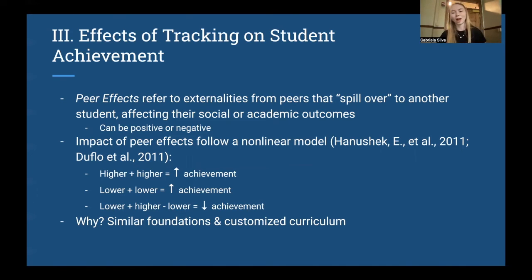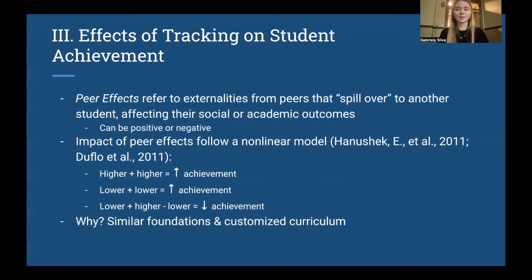So you can have academic or social peer effects that are positive or negative. We're going to be looking at academic peer effects. So that's, for example, a student whose behavior impacts the teacher and takes them away from the class. That's going to be an example of a negative peer effect. But you can also have a lot of positive collaboration, which is a positive peer effect between students.